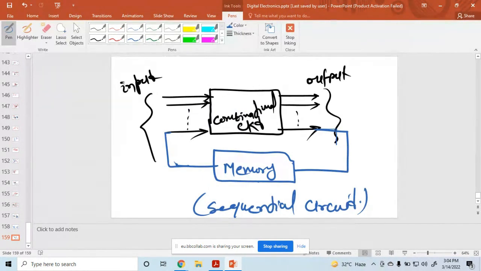Is that clear? The combinational circuit has no memory, but the whole circuit is called a sequential circuit.